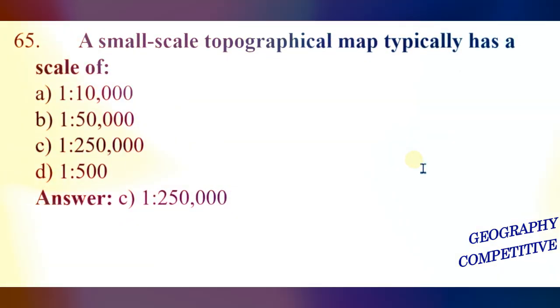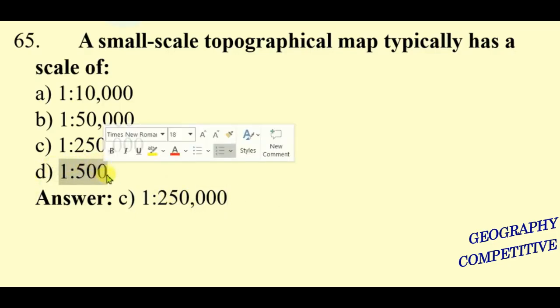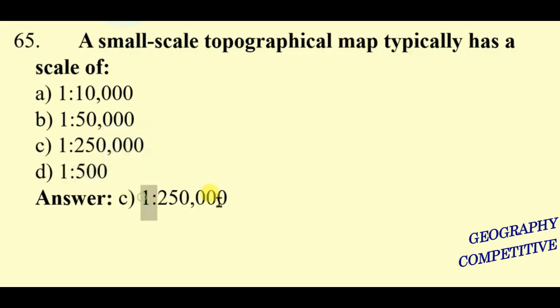Question 65. A small scale topographical map typically has a scale of 1:10,000, 1:50,000, 1:150,000, 1:250,000. Here the right answer will be 1:250,000. It's called small scale. Here the large scale image is 1:500. Means 1 meter represents 500 meters, and here 1 meter represents 250,000 meters, which means 2.5 kilometers. Here 1 meter to 0.5 kilometer, here 1 meter to 2.5 kilometers. Okay.